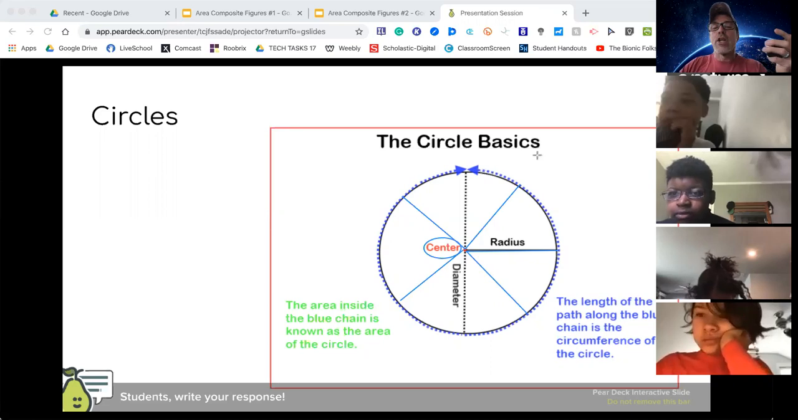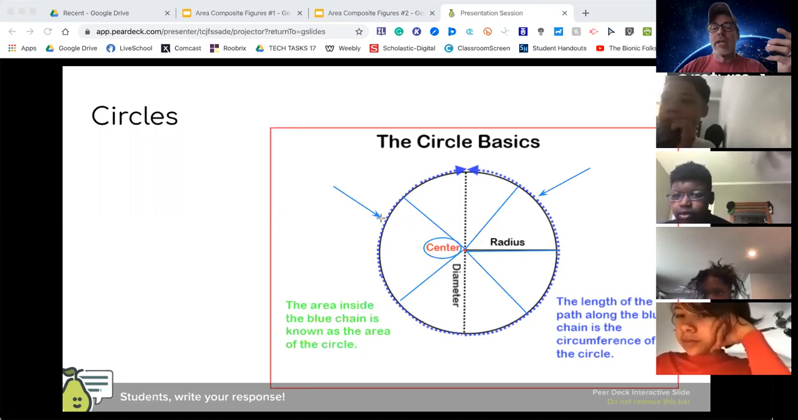And then what do you call the perimeter of a circle? What do you call this perimeter part? Call it the circumference, right? Yeah, it's the circumference. So around the edge of the circle is the circumference.